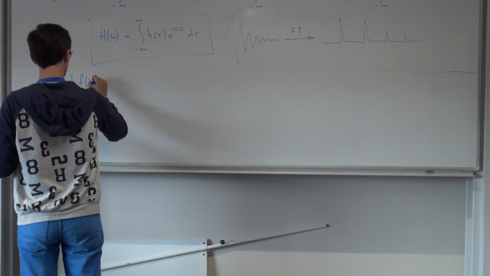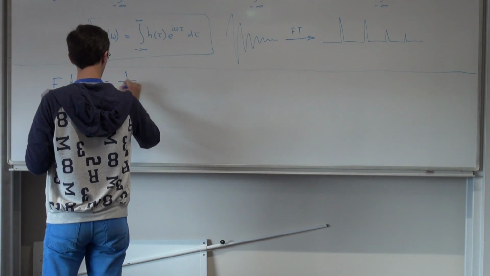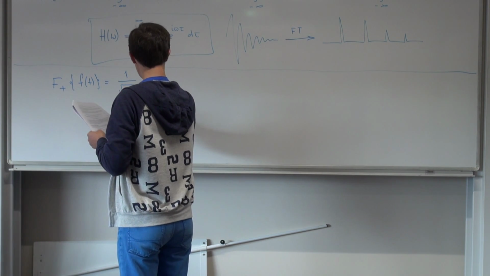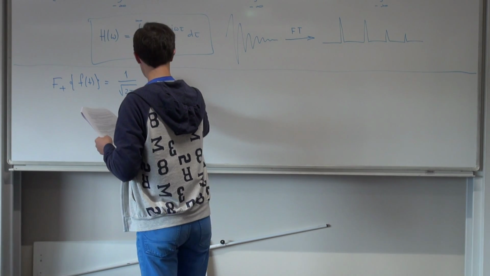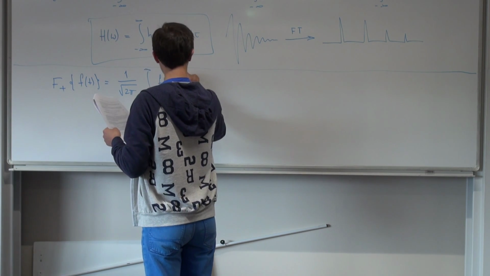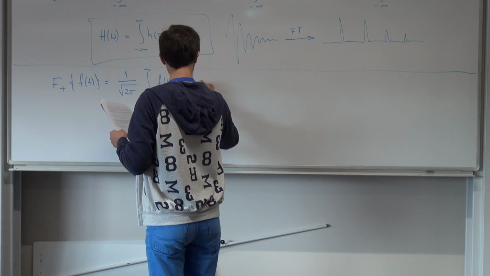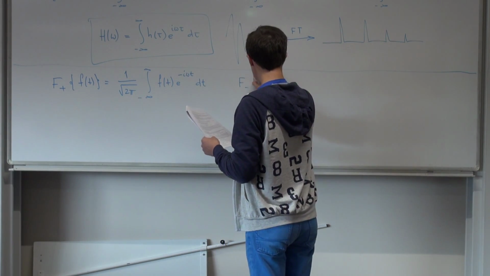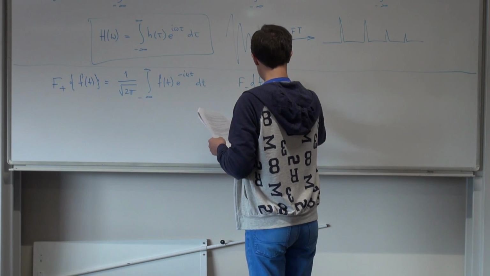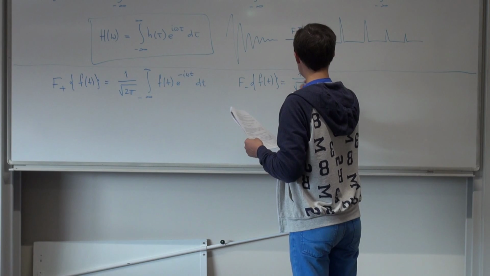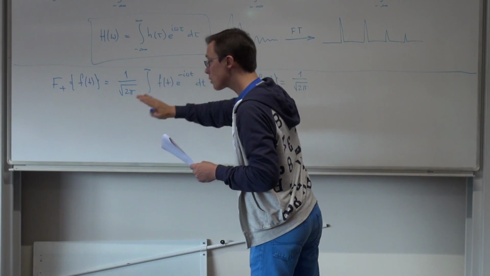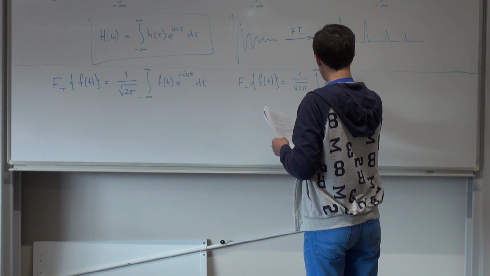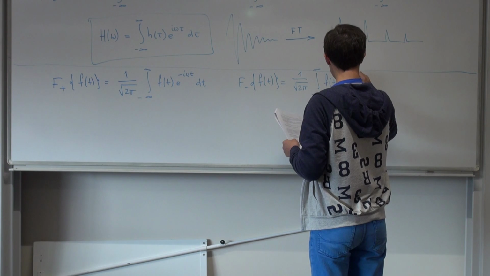So F minus... so F plus of f of t is 1 over root 2 pi. This is where we and the engineers differ. Integral from minus infinity to infinity, f of t e to the minus i omega t dt. And the F minus, the backward Fourier transform applied to f of t, is 1 over root 2 pi. It's the same coefficients, so they're mirrors of each other. Integral from minus infinity to infinity, f of t e to the plus i omega t dt.